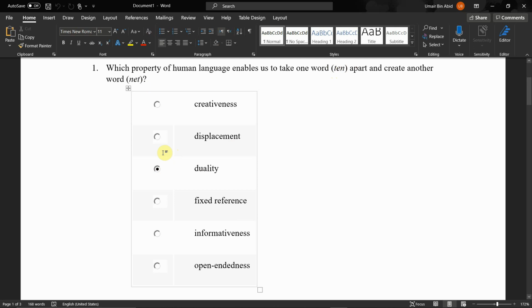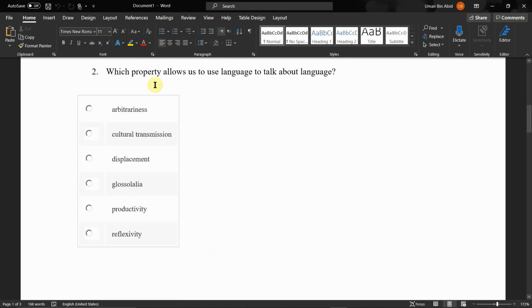One might think, if we do not read the chapter carefully, that this is open-endedness. This is how a distractor is made, because this also seems to be open-endedness, or this also seems to be creativity, but technically this property is known as duality.